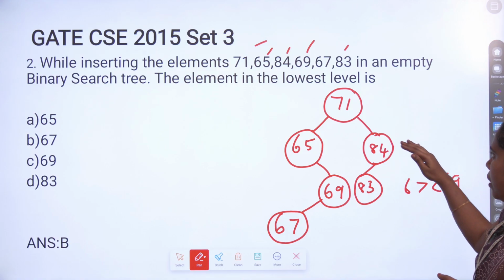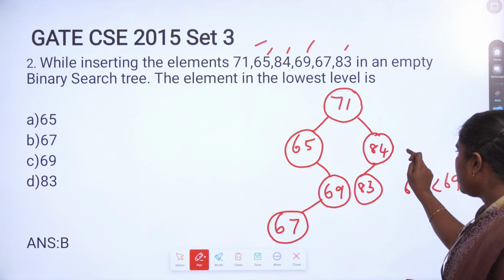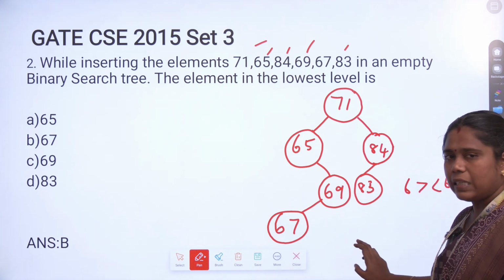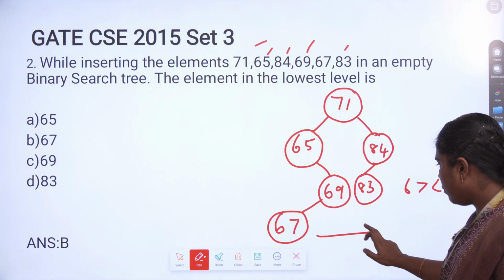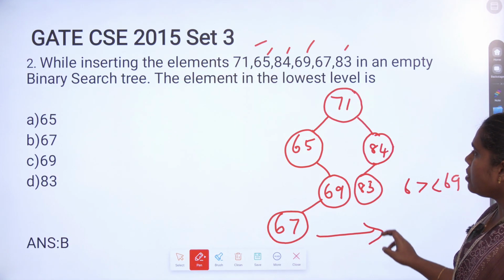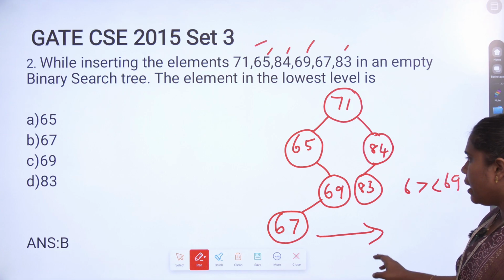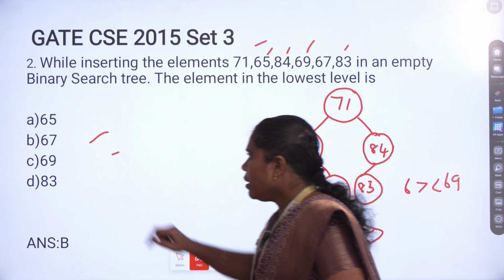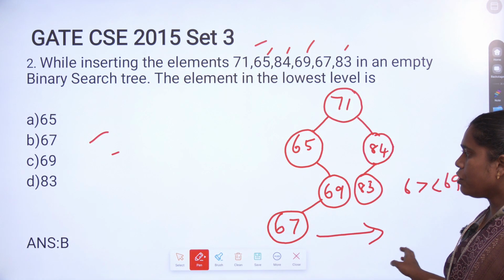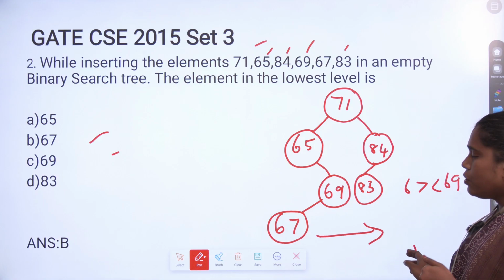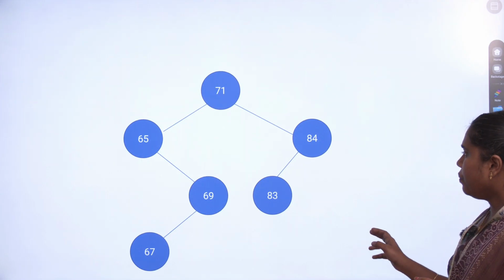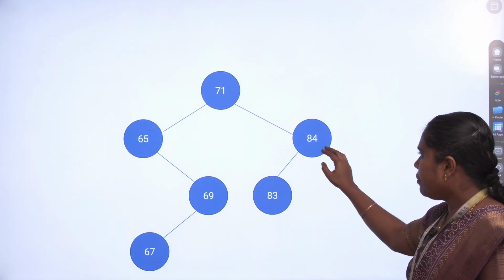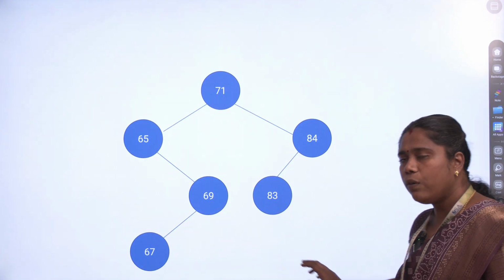Now you see this tree. This is level 0, this is level 1, level 2, and this is level 3. Now what is the lowermost level? This node. This is the leaf node, the lowermost node. The value present in the lowest level is 67. So your answer is B. This is how you can derive the solution: the structure formed, the different levels, and the node at the lowermost level.